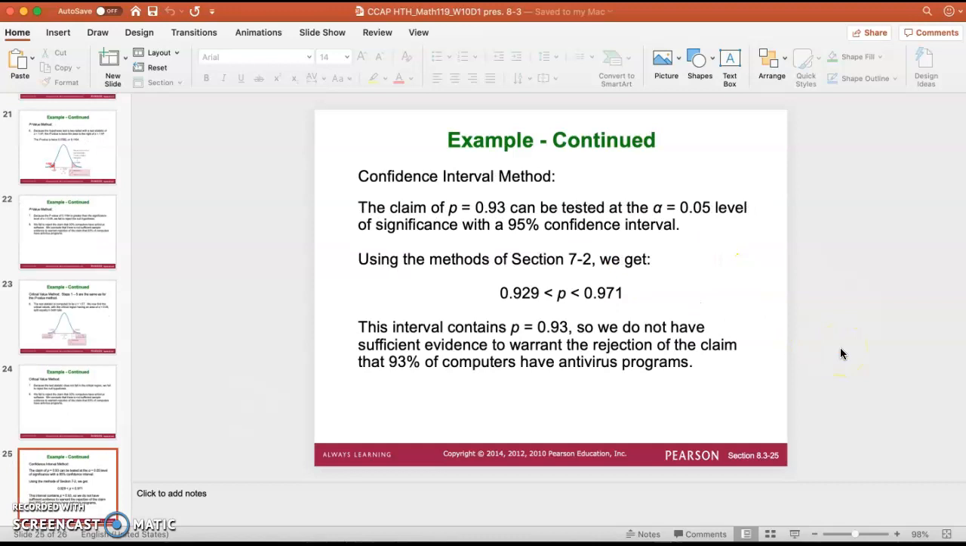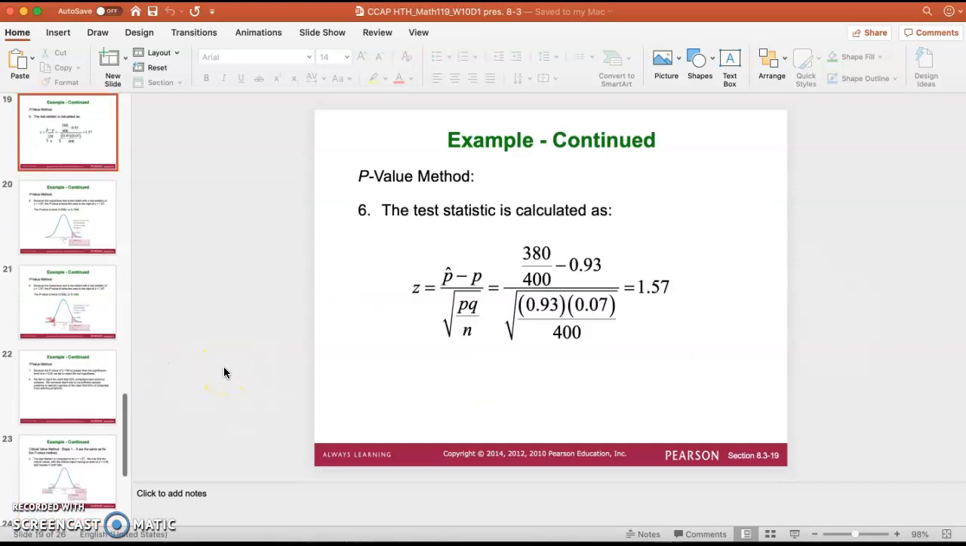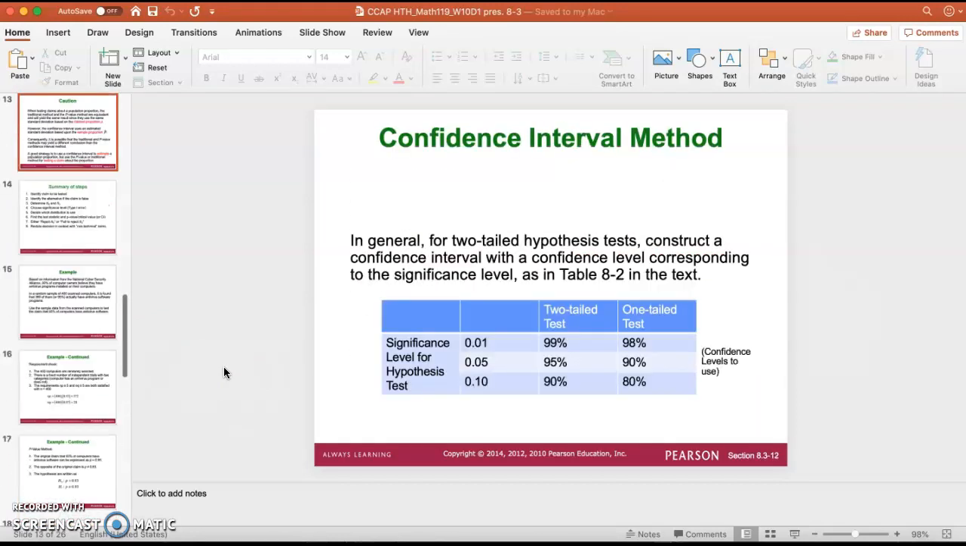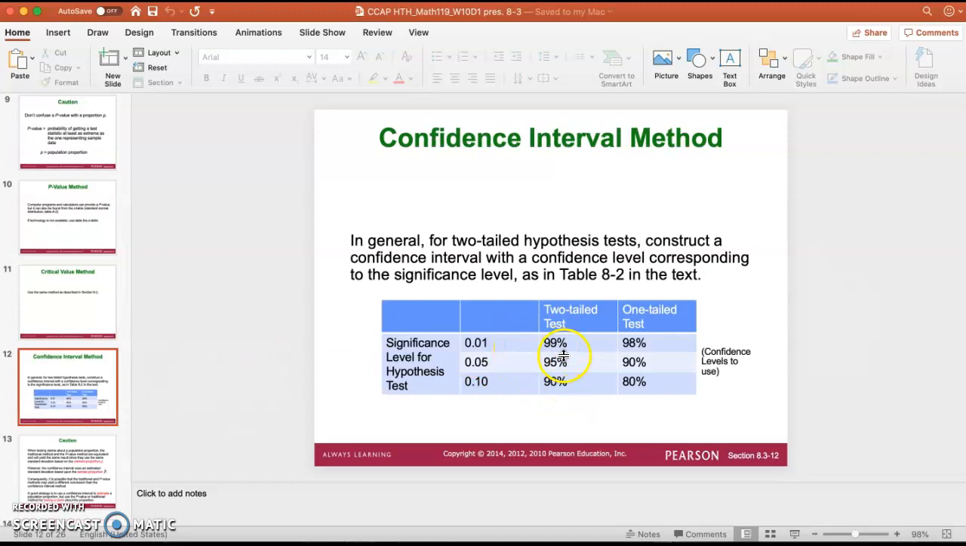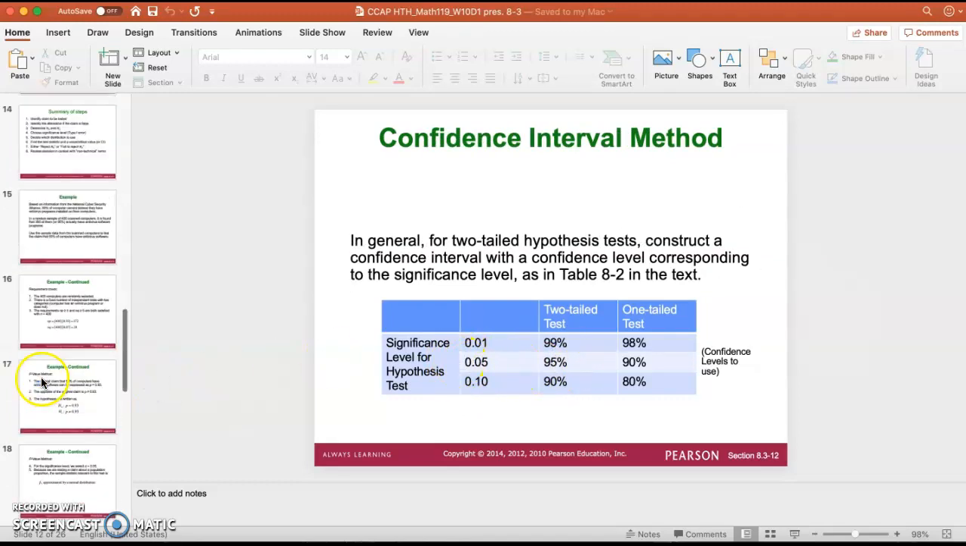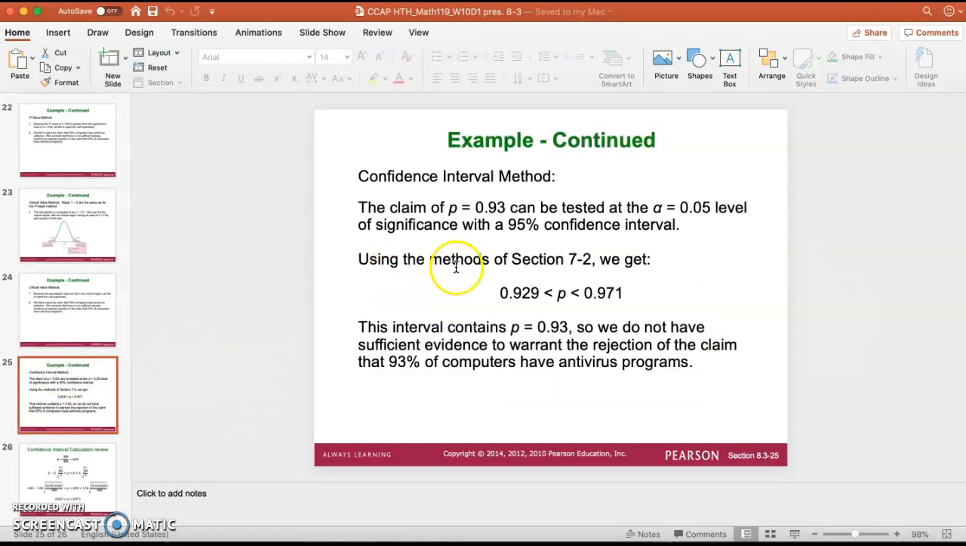Now for the confidence interval method, the claim of p equals 0.93 can be tested at that same alpha level of 0.05, and now with a confidence level of 95%. Because again, since we're doing a two-tailed test, we're using that confidence level of 95% since our alpha is 0.05. And then we're just going to use some of our same methods from section 7-2 to create a confidence interval.